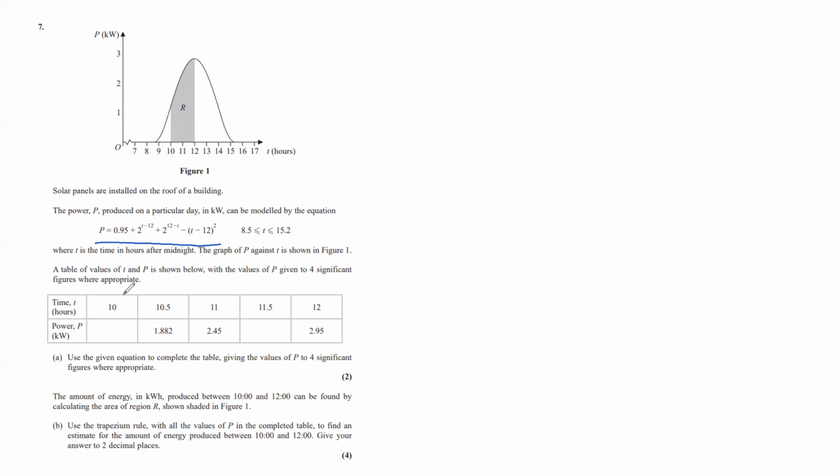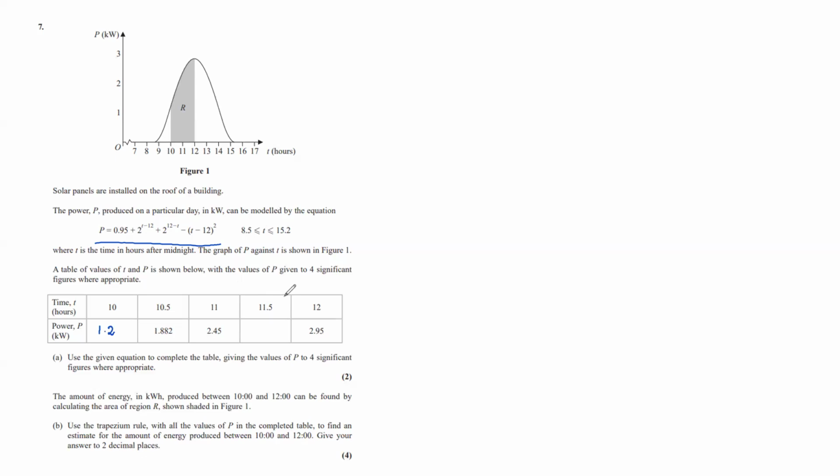So 0.95 plus 2 to the power of t, which is 10, 10 minus 12 is minus 2, plus 2 to the power of 12 minus t. t is 10, so 12 minus 10 is 2, minus t minus 12, which is 10 minus 12 is minus 2, minus 2 the whole square. When we put this in the calculator, we will be getting the value for power when time t is 10 hours, which is 1.2.